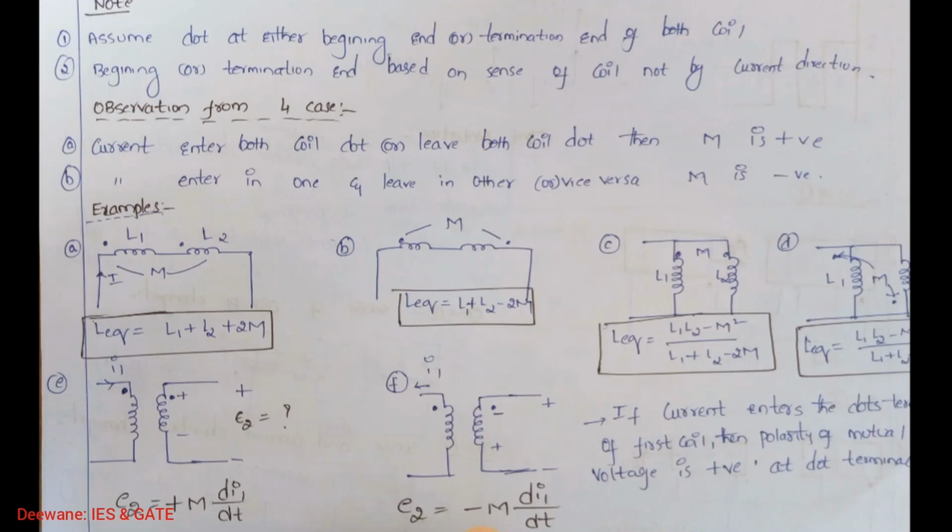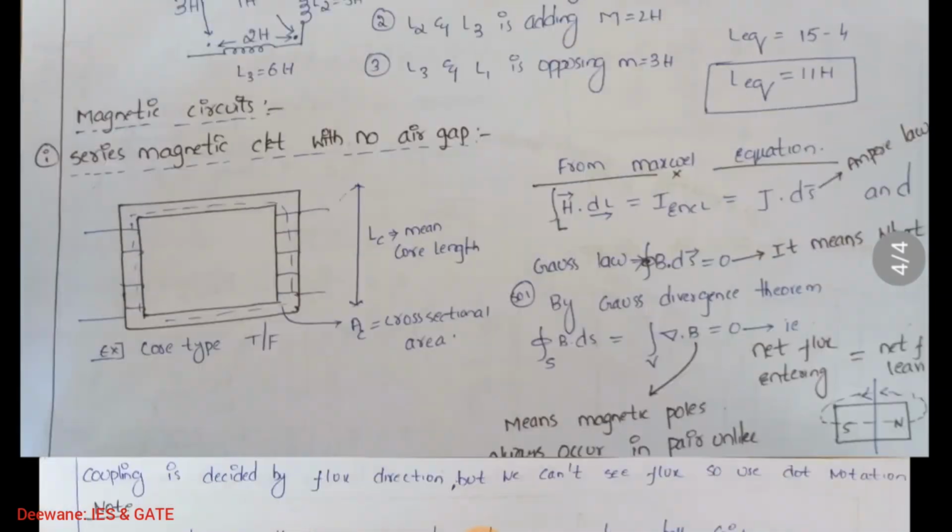Second point, the primary acts as a sink, the secondary acts as a source. If you know this, it's over. Game is over. However difficult the question may be, game is over. Khel khatam. Next, move ahead.